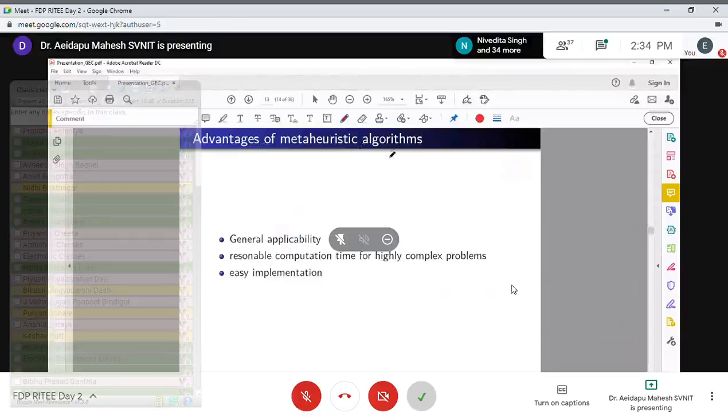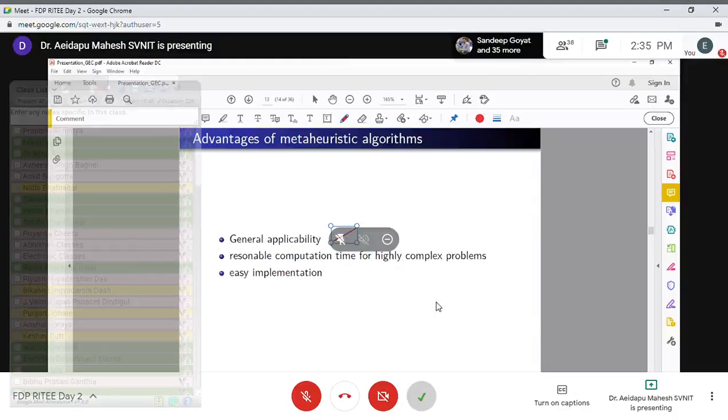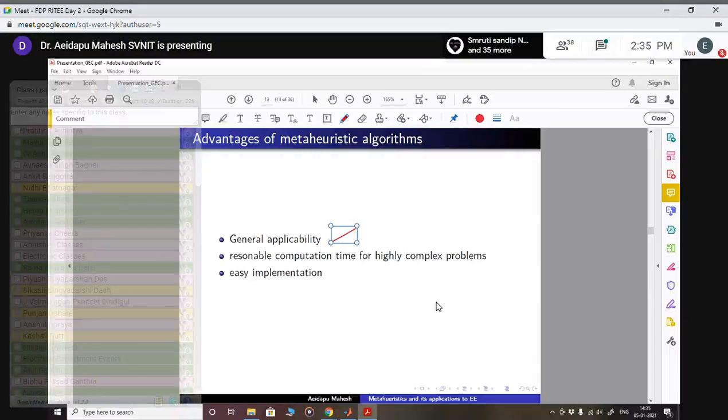So now, what are the advantages? Why do we need to go for meta-heuristic algorithms? They have general applicability. That means these can be applied to any type of problem where you need not have any specific mathematical model. They need not be differentiable. They need not be continuously defined in the range. You can have some infinite values also. We can have poles in between. Meta-heuristics can tackle all those things because this is a completely random search process.